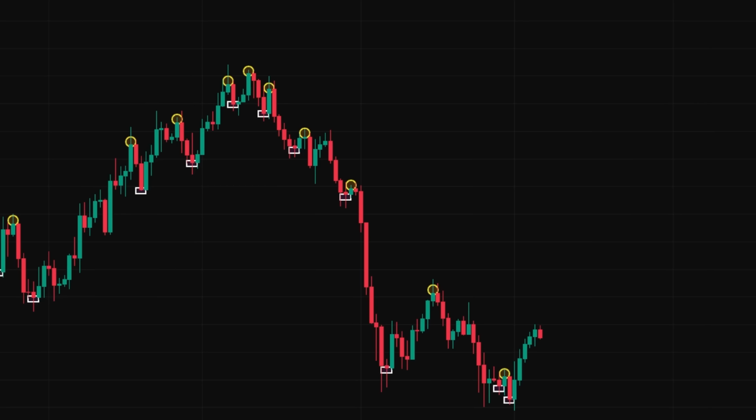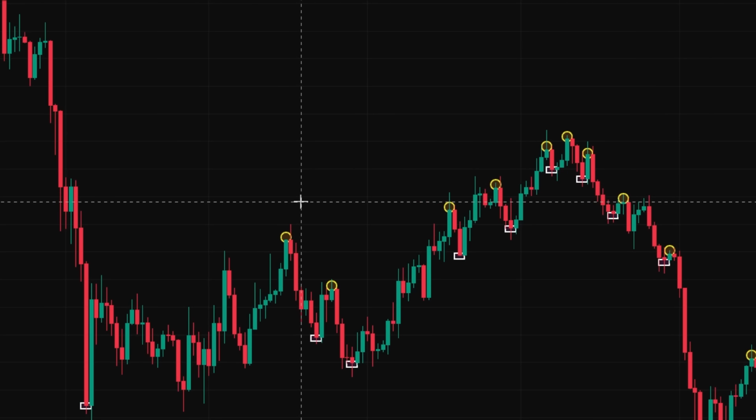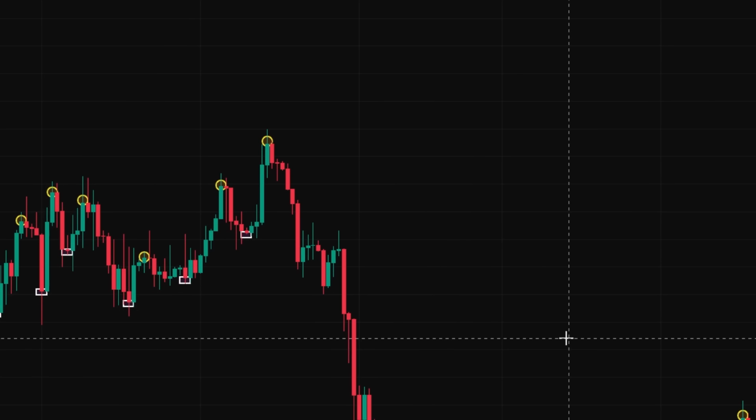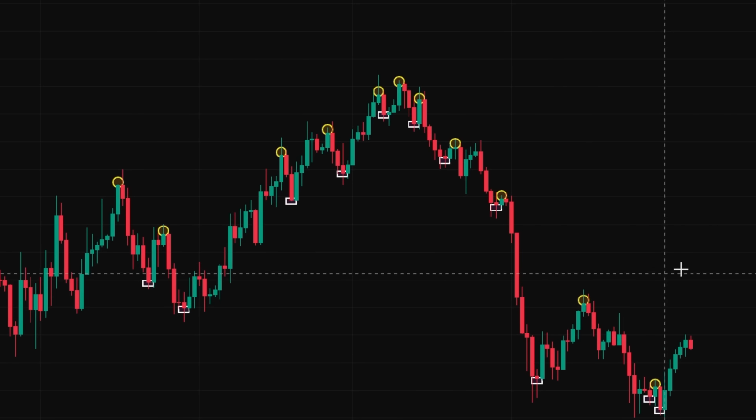Don't fight the move. Don't fight the trend. You see that? I always have my highs and lows marked on the daily chart too. So you always need to know what trend you're trading in. Let's look at a real example.